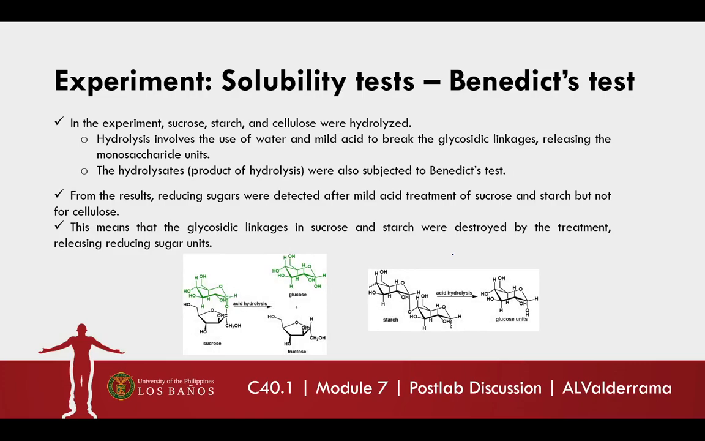Okay? Sa sucrose kasi, pag nag-hydrolysis ka, makikita mo na magkakaroon ka ng glucose. And glucose is a reducing sugar. Okay? Ang starch naman, kapag nagkaroon ka ng acid hydrolysis, you'll have your glucose units. So basically, glucose are reducing sugar. That's why it will become positive for Benedict's test.